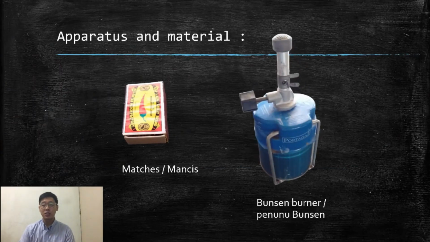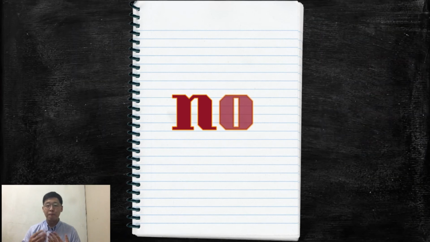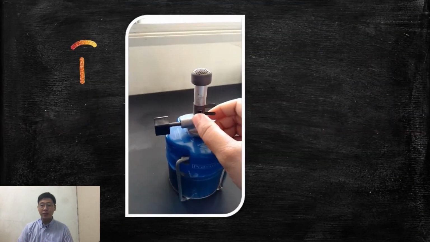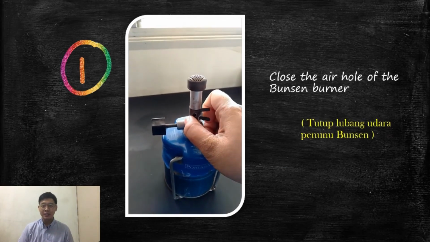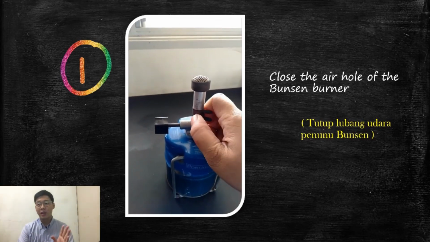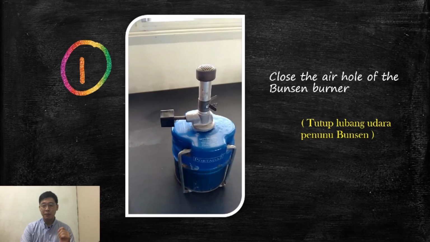Before using the Bunsen burner, we make sure that the table does not have any book or paper. We have to keep our notebook and also the paper away. And next, we have to make sure that the air hole of the Bunsen burner is closed. And the next step is the most important step. The students will always make mistakes.